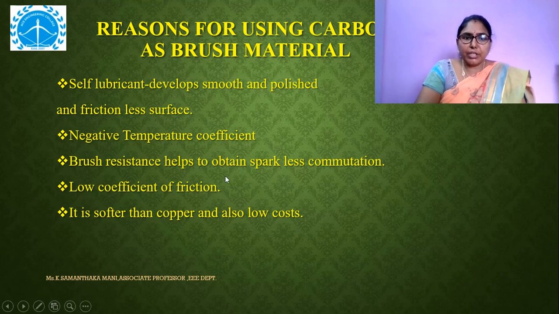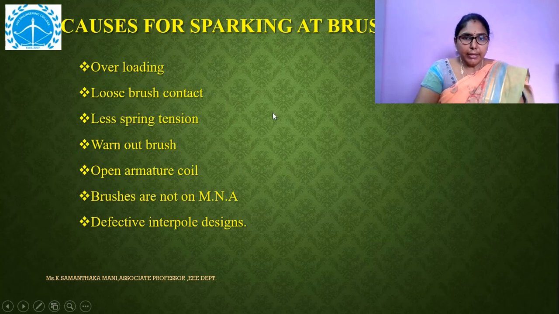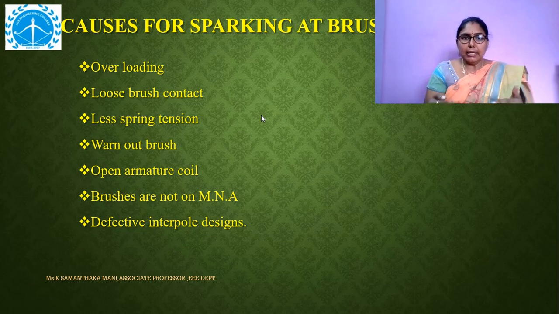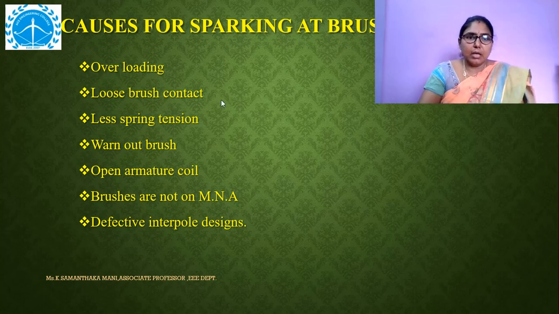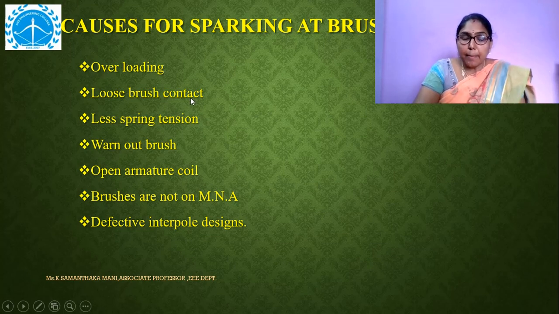And there is a low coefficient of friction. It is softer than copper, and it also costs less. And now I introduce the term sparking at the commutator. When the generator is working and the brushes are continuously collecting current, there is a possibility of sparking at the brushes. For example, if you overload the generator, it causes sparking. Similarly, loose brush contact. That is why there is a possibility for adjustment of the brush position, in order to reduce sparking.